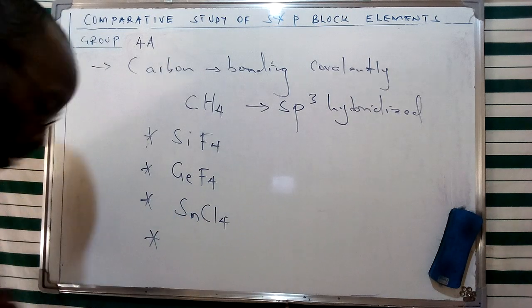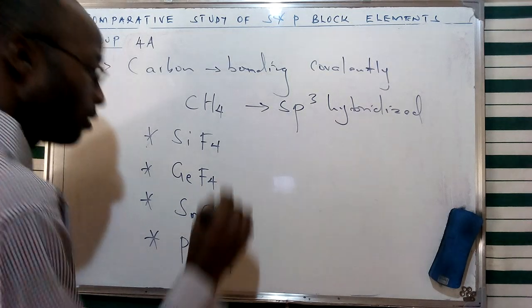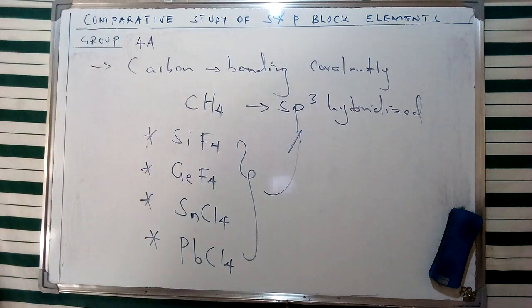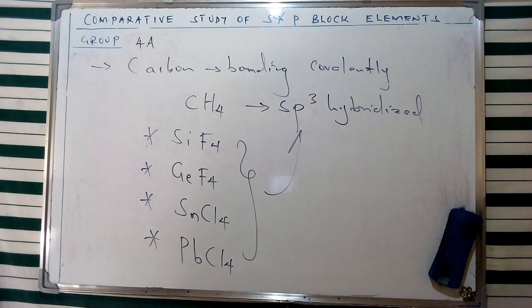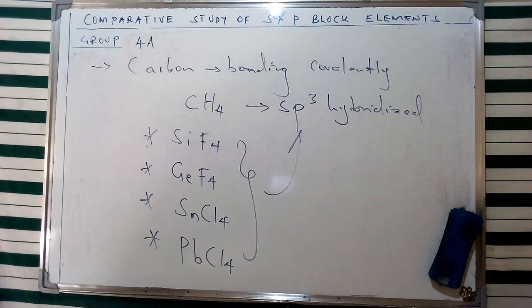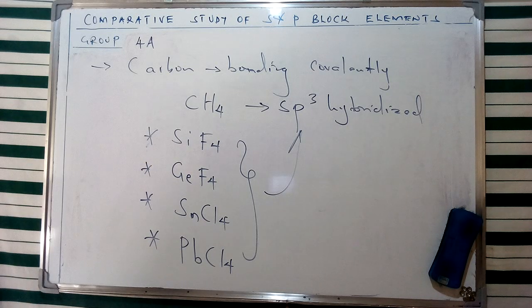And then lastly, but not least, we are going to have lead bonding with chlorine. These are going to be a similar kind of hybridization which we have mentioned, basically sp3 hybridized covalently bonded molecules. Now, of essence for us, we're also going to look at some of their characteristics.